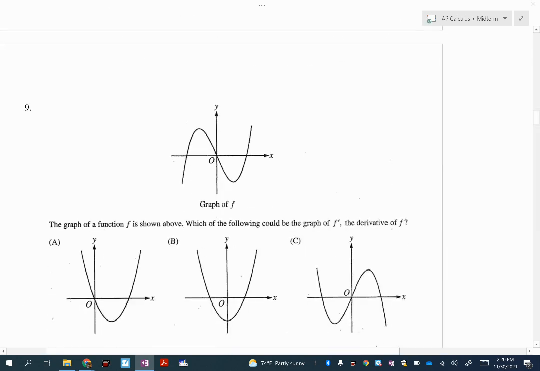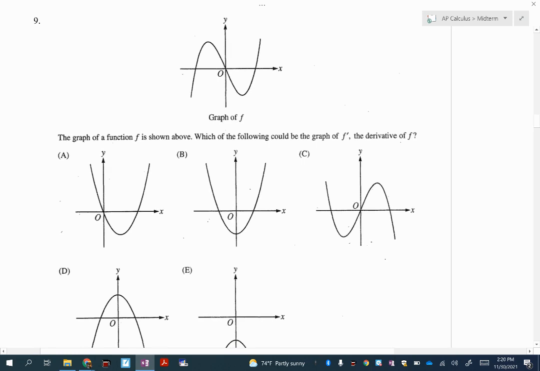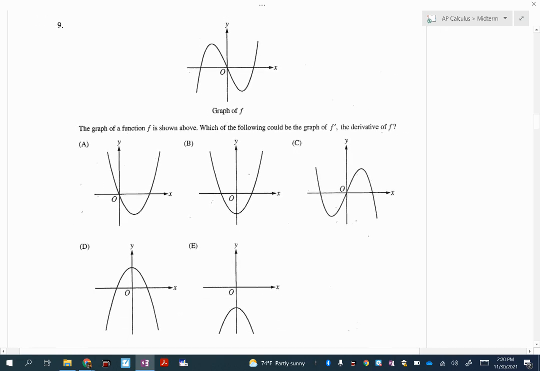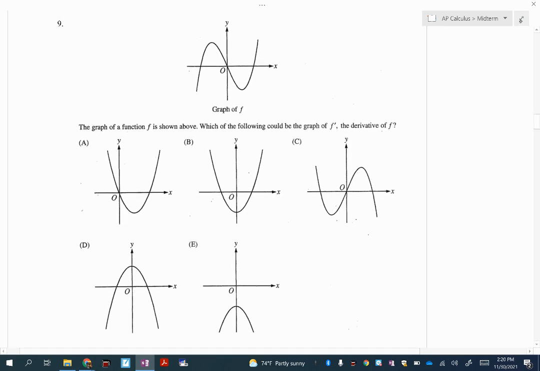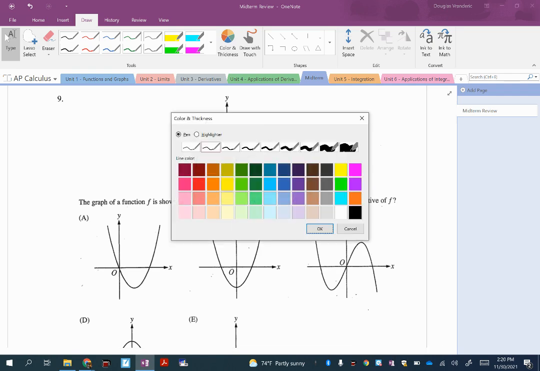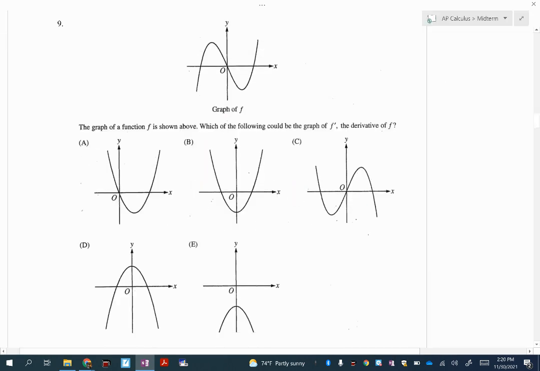Okay, number 9. Number 9 gives us the graph of the original function, and we're trying to find the graph of the derivative. There's a couple of ways to do it, but the way I like to do it is, when you're trying to find the graph of the derivative, I'm constantly looking at the slopes of tangent lines to this original curve. So you'll notice my slopes are positive until here where it's 0. Then now we're negative slopes until here where it's 0, and then back to having positive slopes.